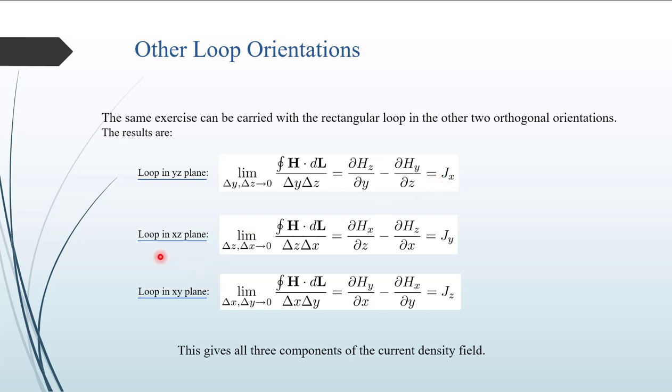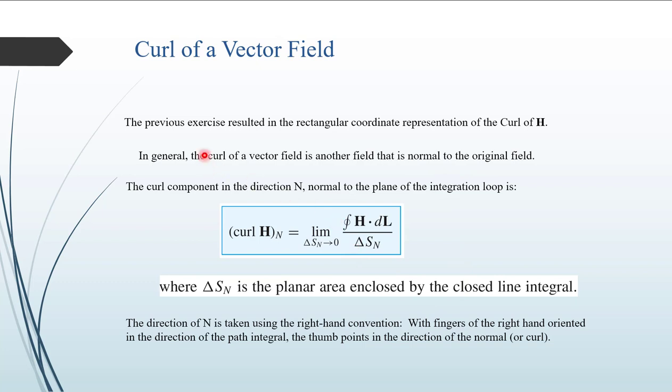Similar to this, if the loop is present in the xz plane, we'll get this expression for Jy. And we have already seen this formula for the xy plane. So if we add these formulae, because total J is equal to what? Jx ax cap plus Jy ay cap plus Jz az cap. So we can add these three parts together. So the exercise tells us the rectangular coordinate representation of curl.